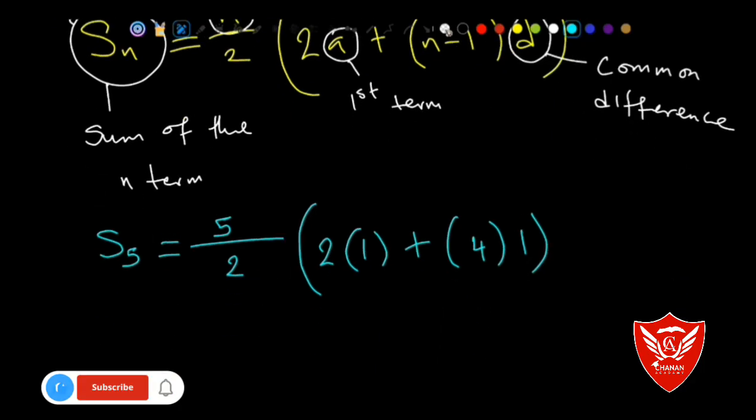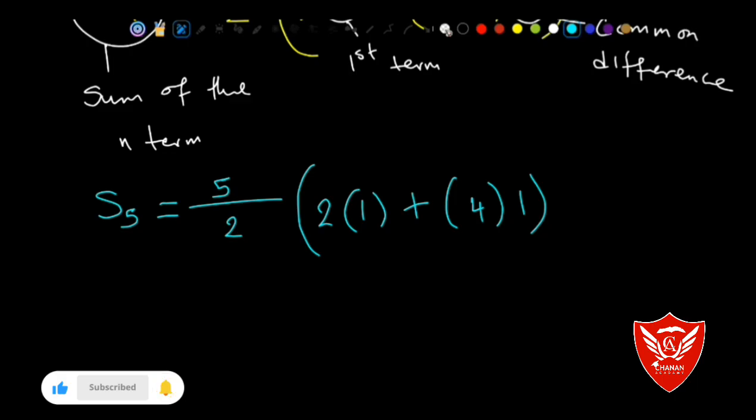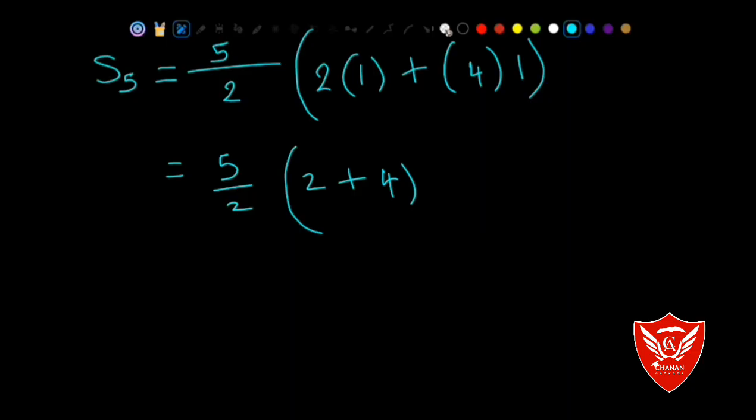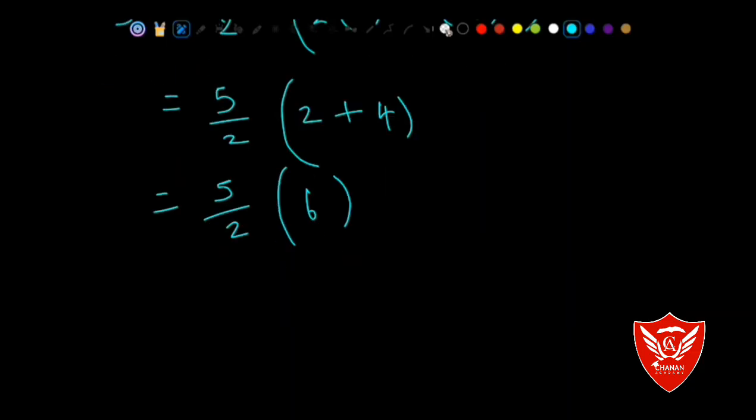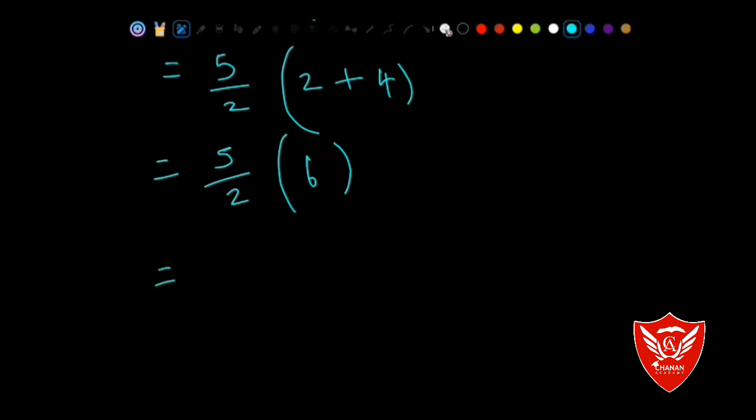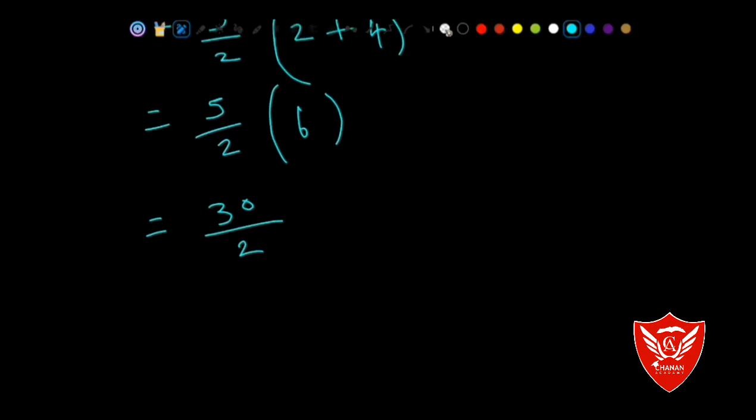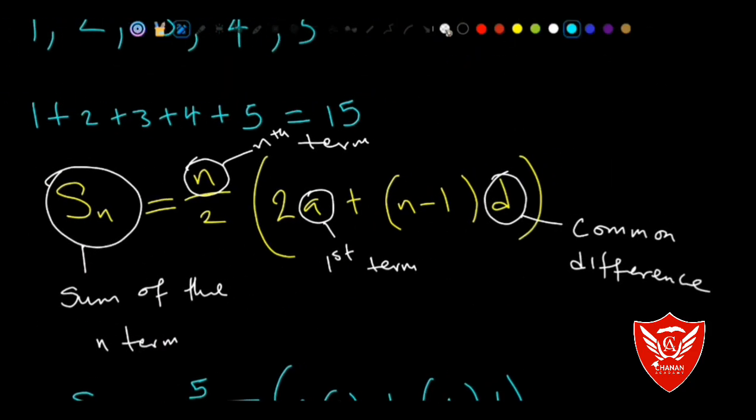Okay, so we are going to have 5 over 2 all in brackets. 2 multiplied by 1 is 2 plus 4 multiplied by 1 is 4. So then we have 5 over 2 times 6. And if we open the bracket, we are going to have 30 over 2. Now 30 divided by 2 is 15. So the S5, the sum of the 5 terms, is going to be 15. So see, this formula is what is used whenever you are asked to find the sum of an AP.